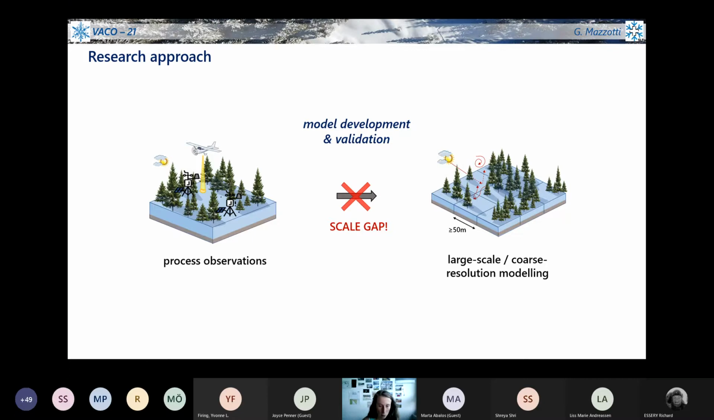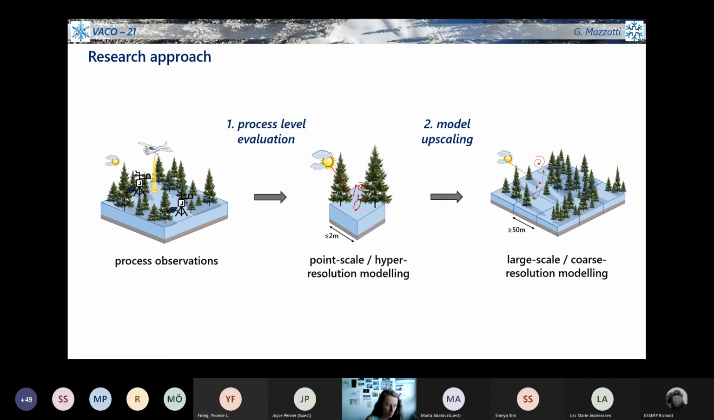And now our approach to tackle this problem has been to break it up into two steps. So in the first part, we tried to really explore ways to model forest snow processes at scales that could be directly compared with our observations. And then in a second step, we wanted to use what we learned at these very, very small spatial scales and scale up to the coarser resolution of real world applications. I'm going to detail these two steps a bit more in the following.